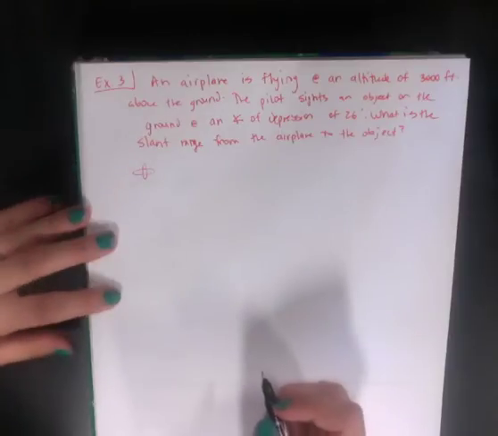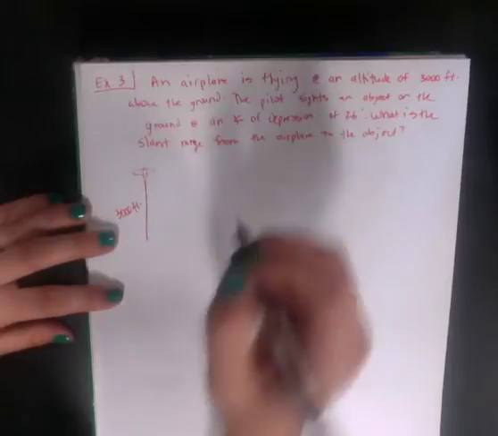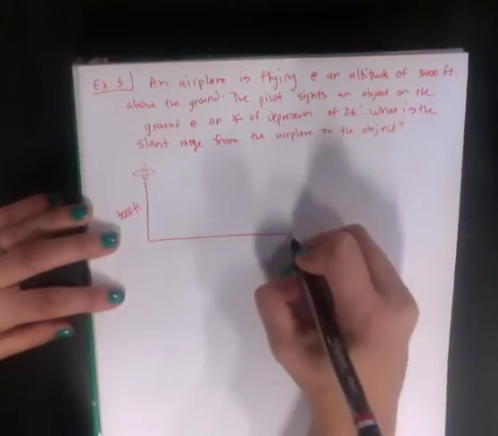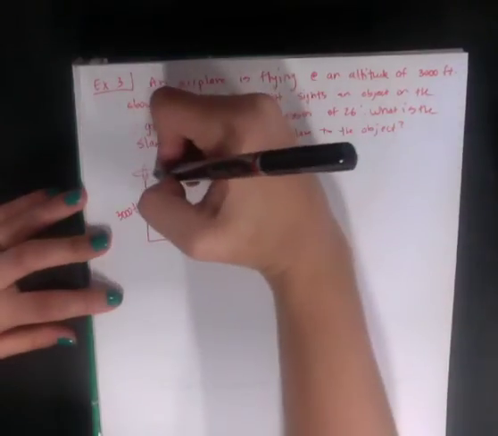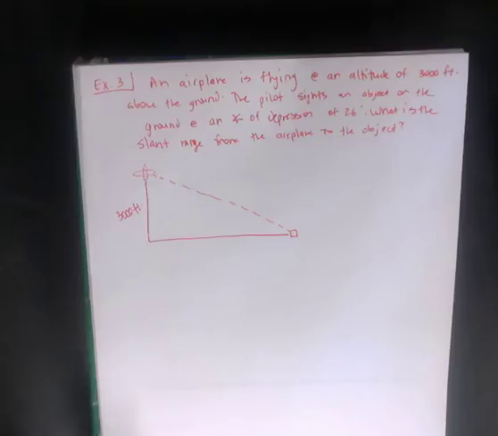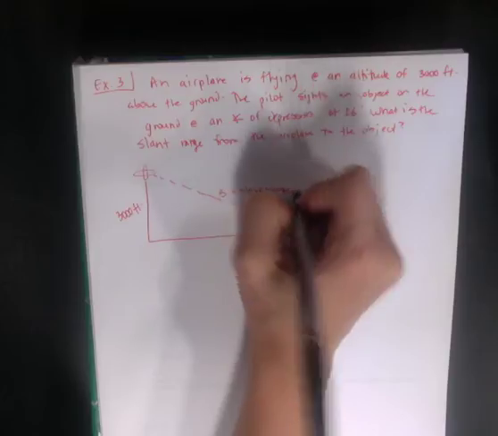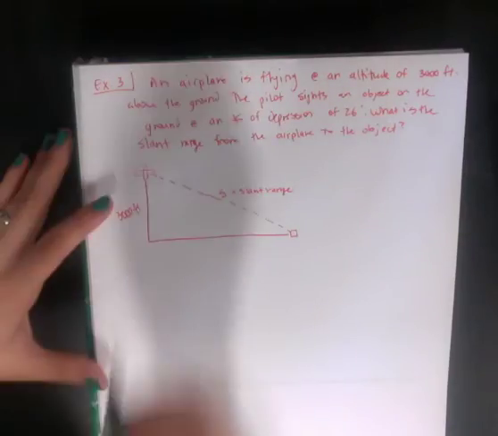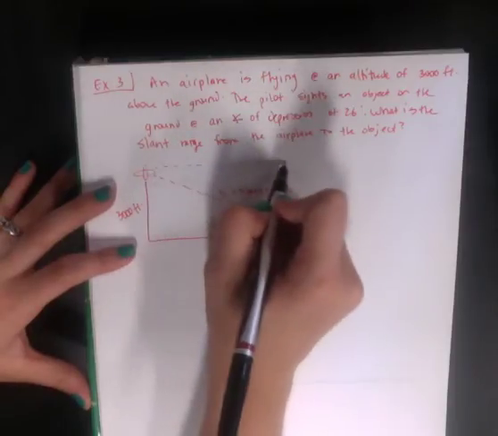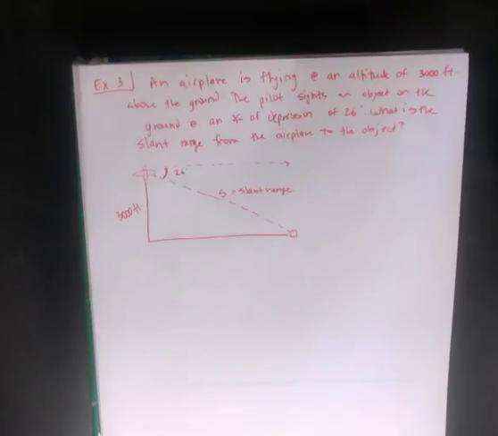There's my plane, and the plane is 3,000 feet above the ground. So this is my ground. This is my object. My pilot sights the object here. Okay, and I'm going to call S my slant range. Now here's the tricky thing. My angle of depression is this angle right here, 26 degrees.